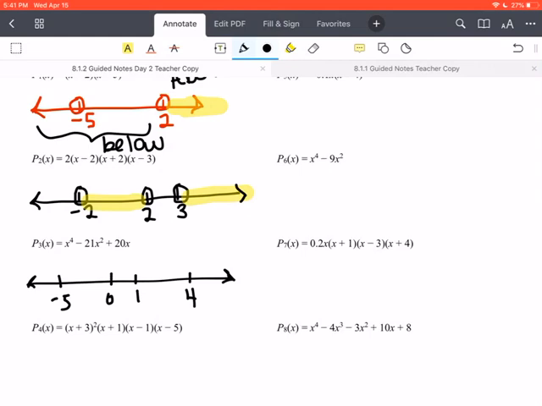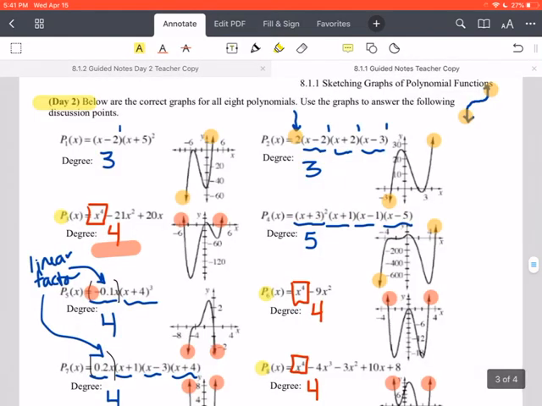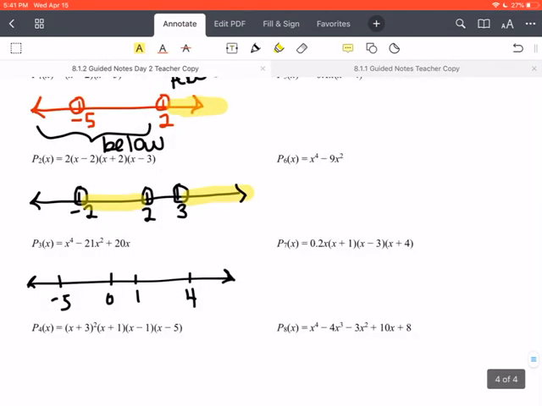And then we're going to think about our shading. So at first on polynomial 3, we were above, then we were below, then we were above for a little time period, then below, then above. So we start above and we just switch back and forth. So we have above, below, above for a little period, below, and then we end to infinity.